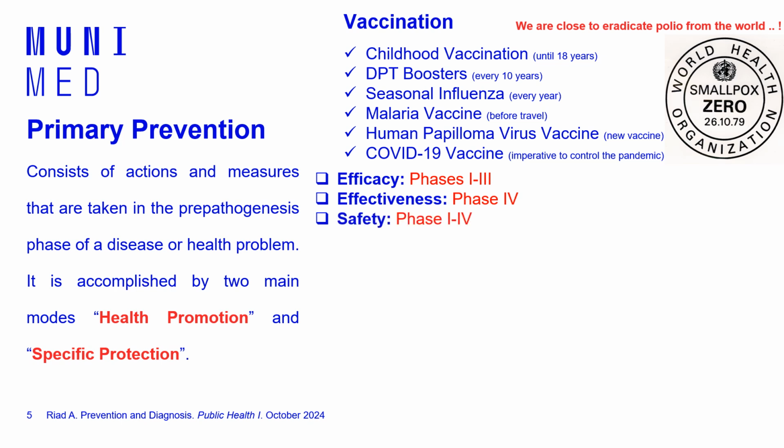Then the safety of vaccines is monitored from day one. Starting from phase 1 until phase 4 of clinical trials and studies, we keep looking at the side effects and adverse reactions of vaccines in order to ensure their safety. Okay, so safety is monitored in phase 1, phase 2, phase 3, and phase 4.